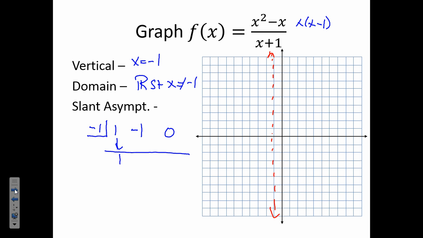We're dropping our 1. Negative 1 times 1. Adding these two up. Multiply. It doesn't matter. We're not going to be worried about the remainder. All we're concerned about is these two. So this is now depressed. It's x minus 2. It was x squared. That is my slant asymptote.